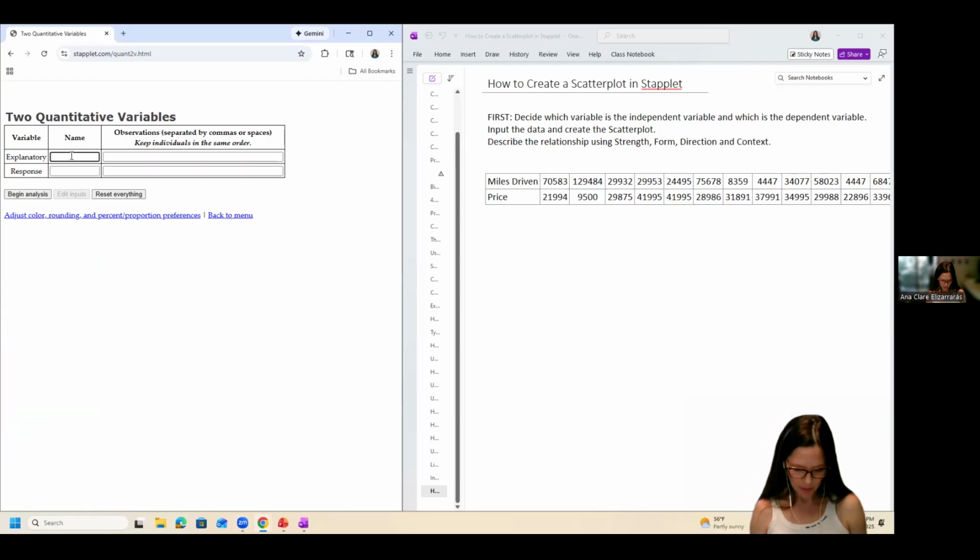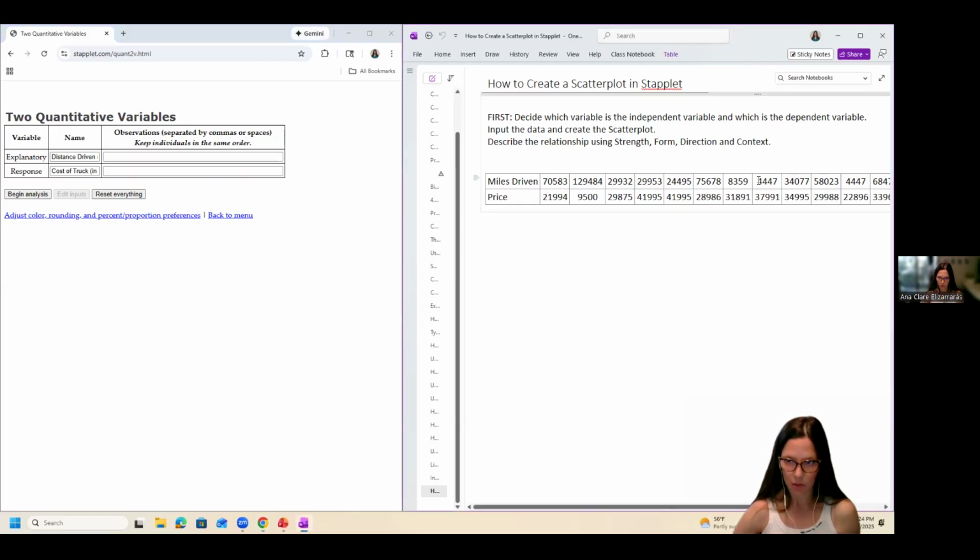So we're talking about miles driven, or distance driven in miles. Let's do that. Distance driven, and then I'm going to put in parentheses, miles. And then the response is the cost of the truck, and this is in dollars. Next to those is where we want to put the values, and it recommends that you separate them by commas or spaces. I don't know if I'm going to be able to copy from a table. Let's see what I get here.